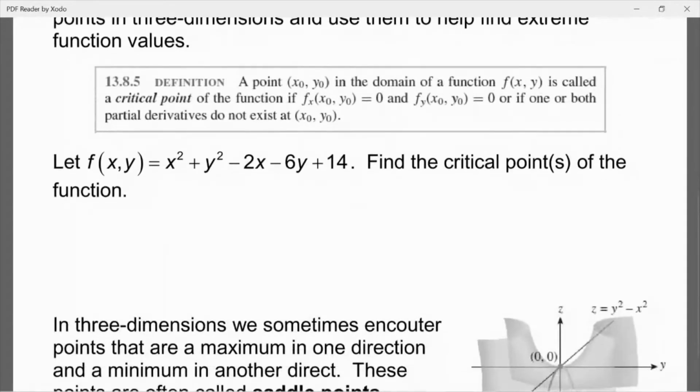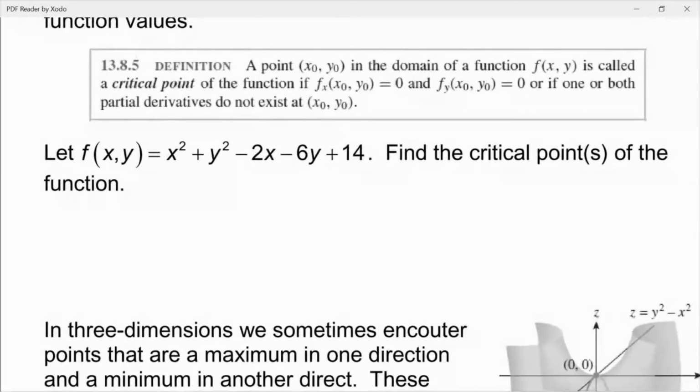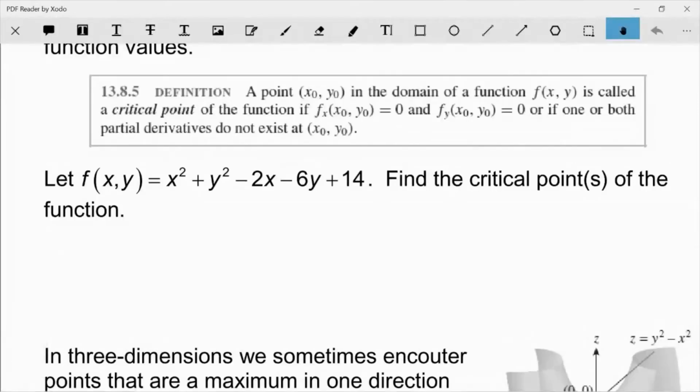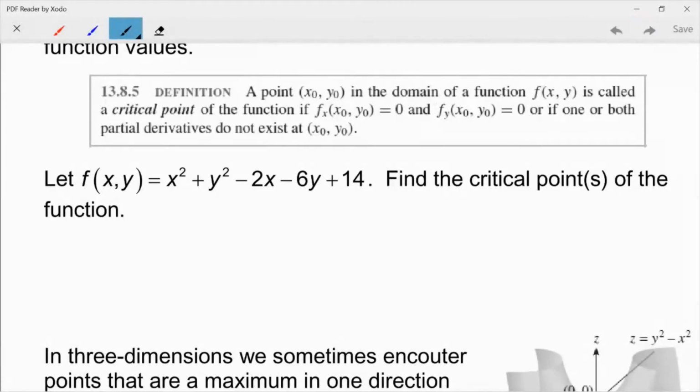Okay, so let's take a look at a quick example. It says, let f of x, y be x squared plus y squared minus 2x minus 6y plus 14. Find the critical points of the function. So this is very easy to do. There's not really a ton of steps here, and this is very similar in process to what we did before back in 2D calculus. So here's my x partial.